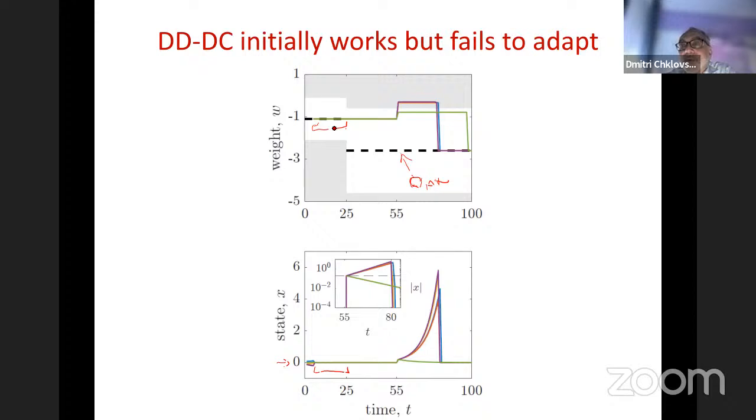So that seems like the system works, right? Okay, great, it works. But then at 25, what we did, we changed the parameters of the system A and B, and so the optimal W now jumped to a different value. And then our W failed to adapt.